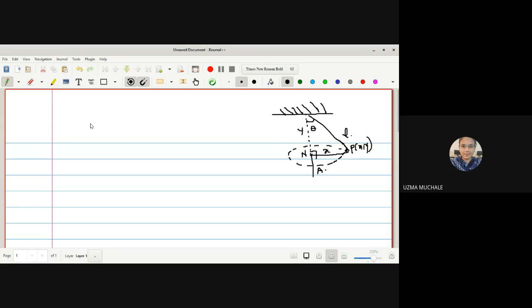Now here we have considered a simple pendulum consisting of a point mass m suspended by an inextensible and weightless string. What do you mean by inextensible? That means the whole string's length is constant. It is not like a spring.